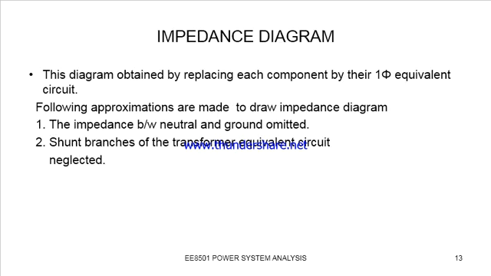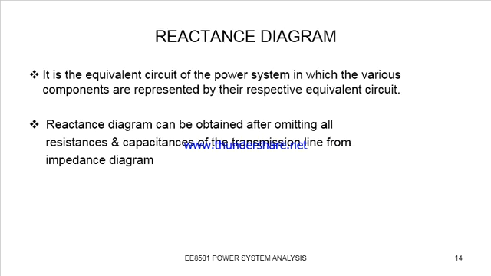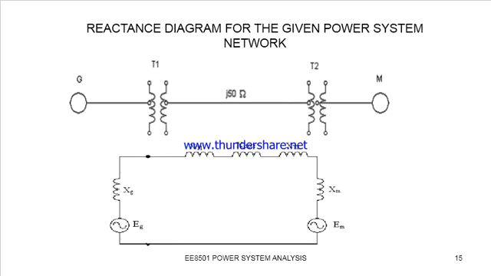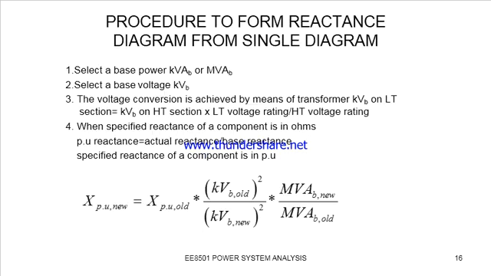Now let us draw the impedance diagram from the per unit representations. How can we draw the impedance diagram? All the components have to be represented by the single phase equivalent circuit. The impedance between the neutral and the ground can be omitted, and the shunt branches of the transformer equivalent circuit can be neglected. And what about the reactance diagram? It contains only the reactances. All the resistances and capacitances have to be removed. This is an example of a reactance diagram.